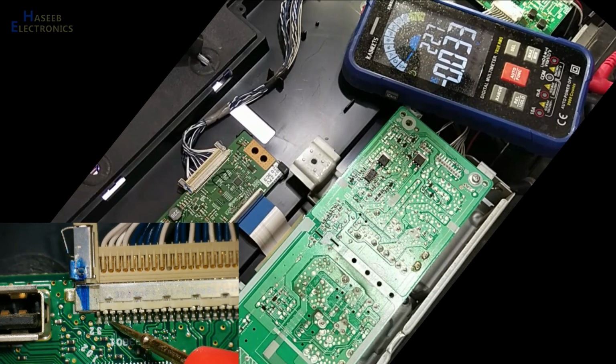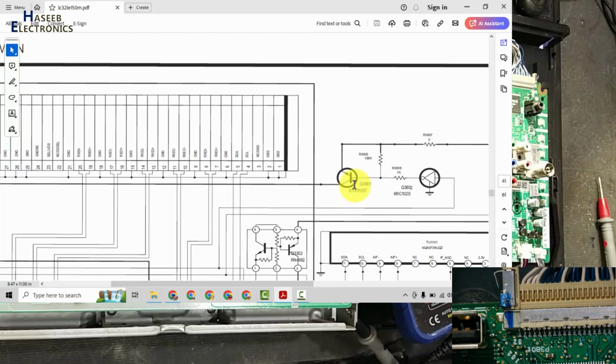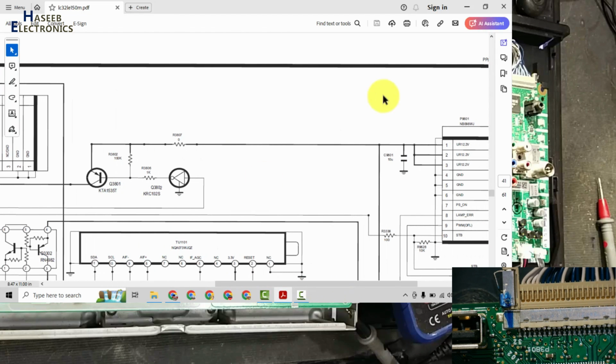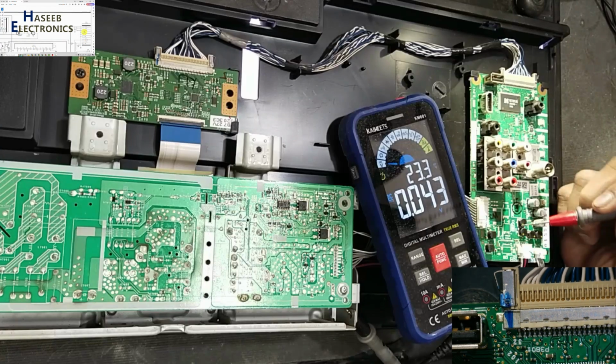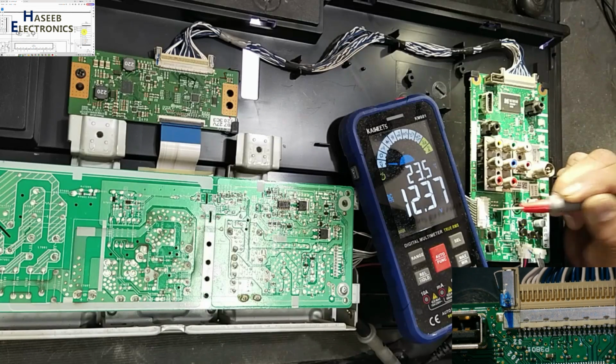These 12 volt are coming from this point. From the main board, pin number 28, 29, 30, 31, it is 12 volt VCC for the panel. Q3801 is the transistor for switching this 12 volt that is coming from the power connector. This power connector, pin 1, 2, 3.